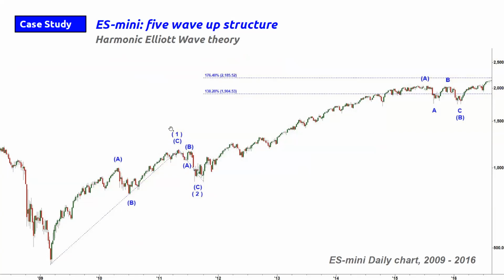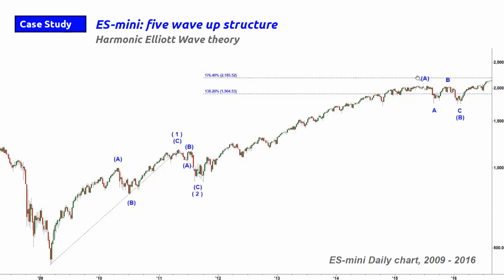So first, we start at the beginning of the move. We got ABC up, that was wave 1, that topped in 2011, and we got a corrective ABC down of wave 2. And here, the same as in the classic Elliott Wave theory, we would apply an extension tool, which is widely available under any charting platform.